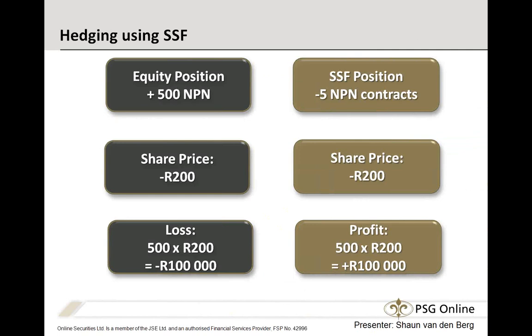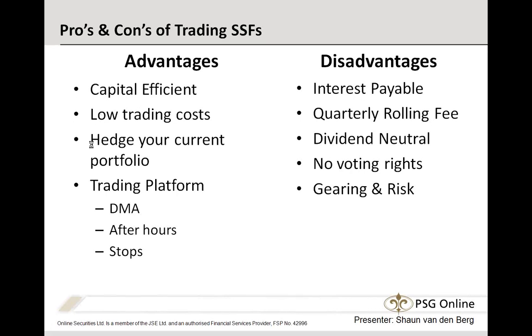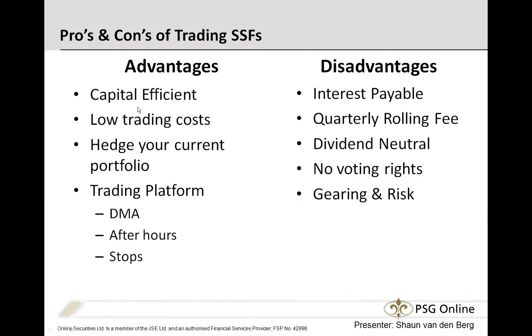So that is just some of the advantages of single stock futures. I personally like to use single stock futures more for the shorts, because you'll see just now when we talk about the costs involved. One of the big advantages, as I mentioned, is that you can hedge yourself. They're capital efficient. You don't need a lot of funds. They're very, very cheap. As I say, you can hedge your portfolio.